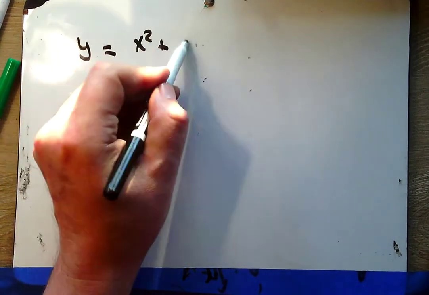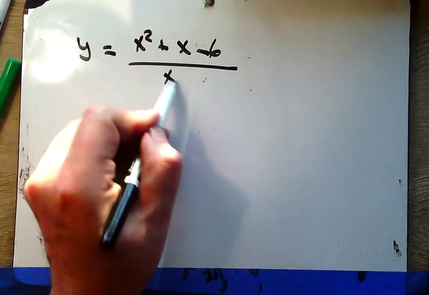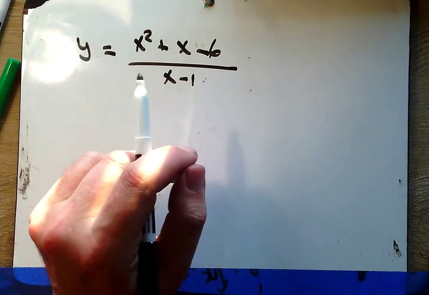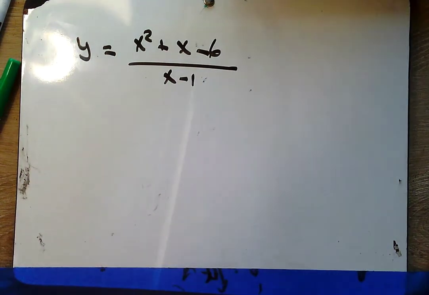Draw bigger. Use just a piece of paper. Make it really big. All right, so that's what we're looking at now. We're looking at the level of complexity that says hole. Hole exists when the factors on top and bottom cancel. And we've also got slant asymptotes to consider now. Okay? So will you try this problem, please? Y equals x squared plus x minus 6 over x minus 1. Give that one a try.